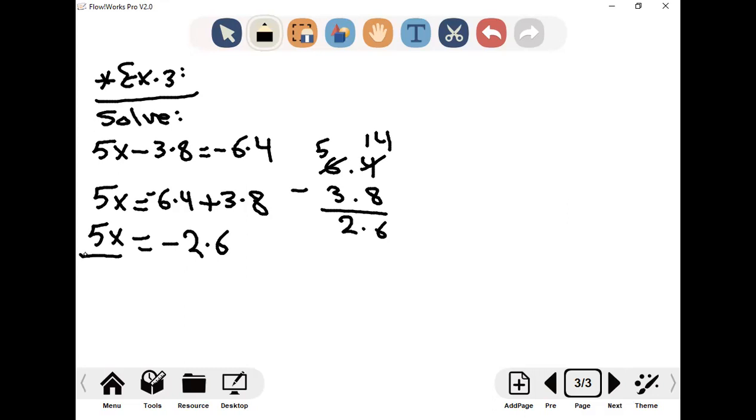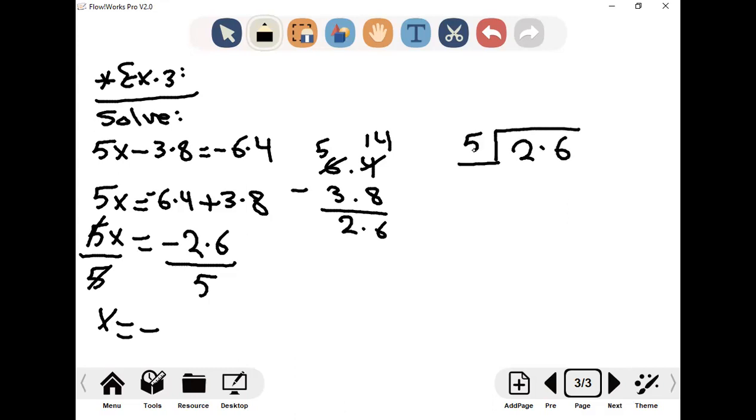I will divide both sides by the coefficient, which is 5. The answer is positive or negative? Negative, because we have different signs in division, right? So I'll divide 2.6 by 5. Now, can the 2 divide by 5? No. I will take the 6 with it, right? And I put the decimal point up.